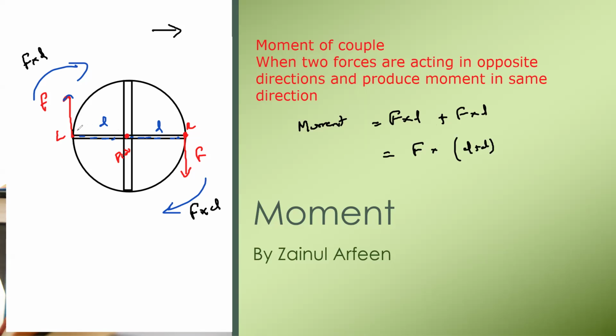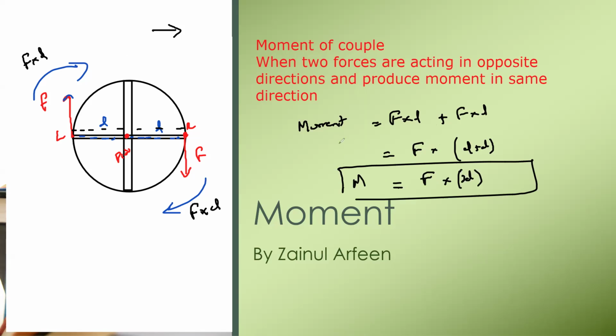Or if I say this distance is R, like if I say the total distance, so it will be F multiplied by 2D, you can also say. That will be the net turning effect. So if we know the force and we know the distance between the forces, we can work out the moment of the couple or the turning effect of the couple.